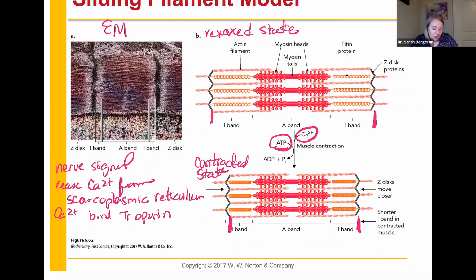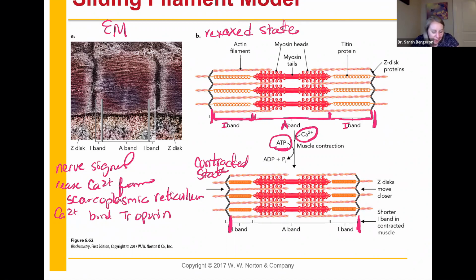So when we look at an electron micrograph, how do we know contraction has happened? Well, we measure the distance for a couple of different bands here. We're going to look at this middle band, which is called the A band. Then on either side, between Z disk and A band, is something we call the I band. Why they couldn't name it something more accurate to what's in it, I don't know, but they didn't.